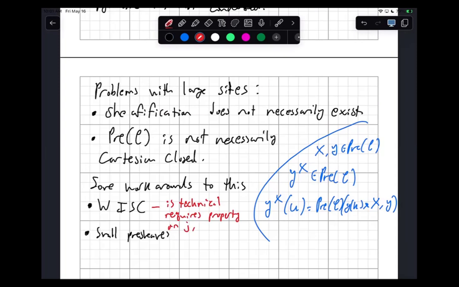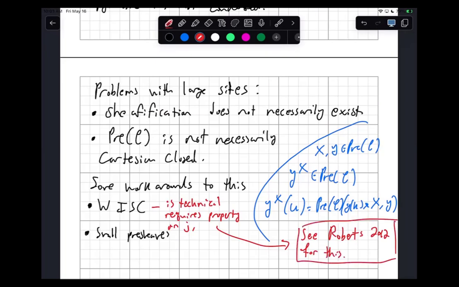And in particular, there are several examples of large sites that don't satisfy whisk. So let's say, see David Roberts's paper, Roberts, 2012, for this. He has a really lovely paper where he talks about all of these issues.